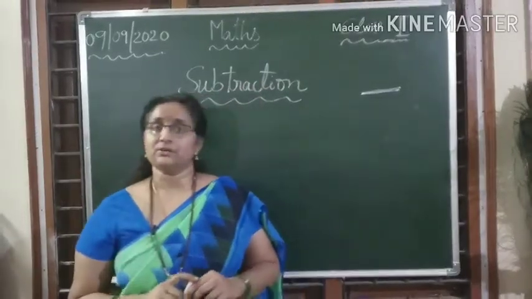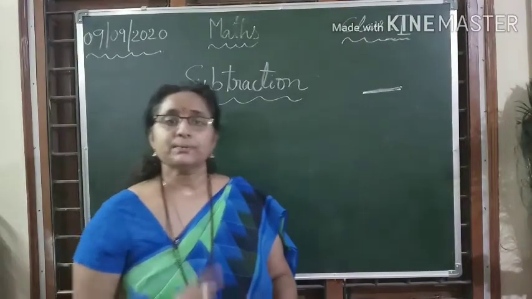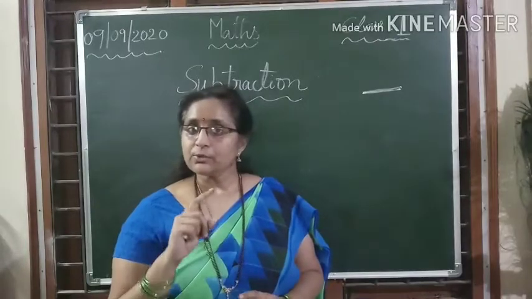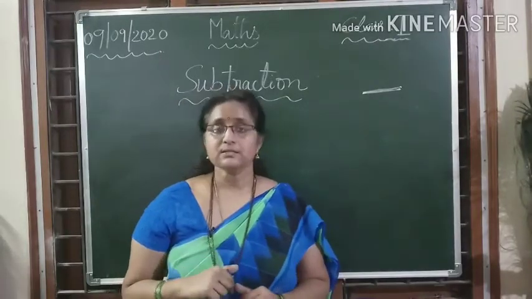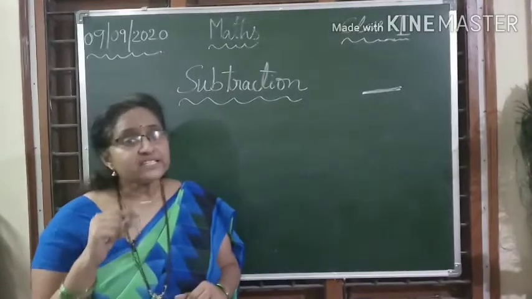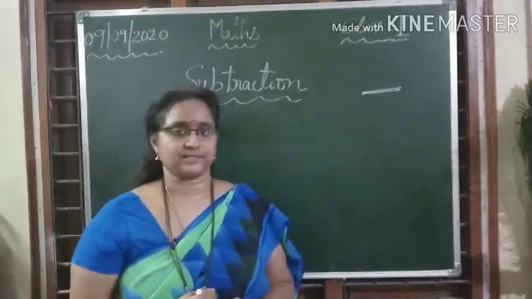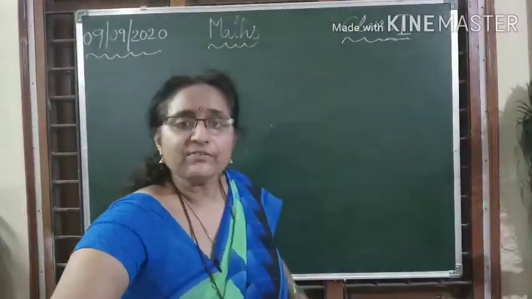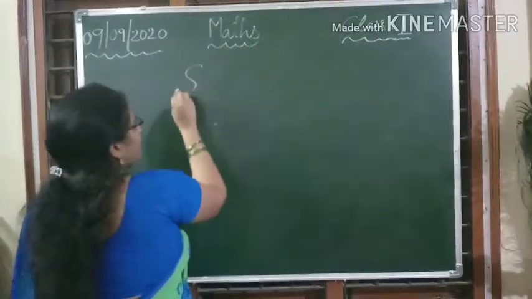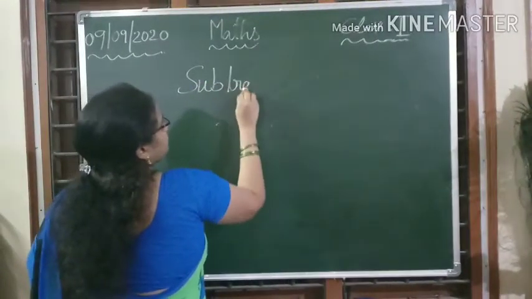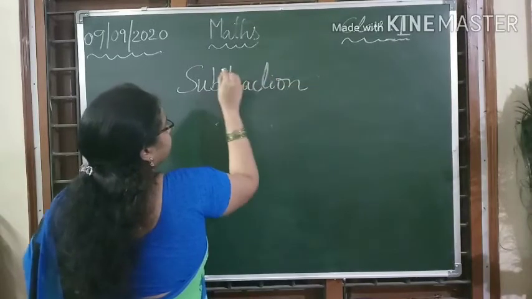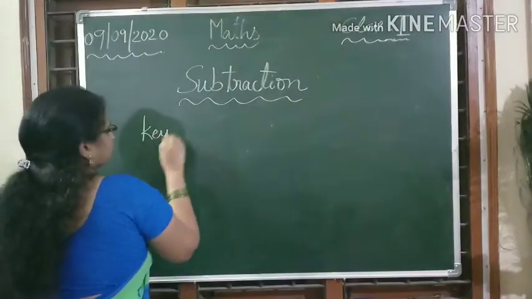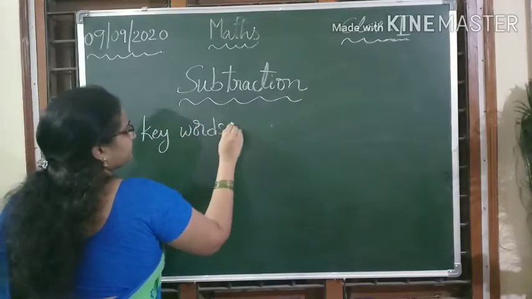In this subtraction, what will we learn? We will see subtraction as a concept of taking away, subtraction using a number line, and subtraction of one digit numbers using pictures. Shall we start, children? Let us see some keywords for subtraction now. Our topic is subtraction. Let us see some keywords.